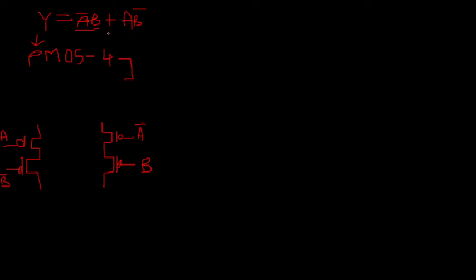Now together there is a plus sign in between. Plus means or means parallel. That means we have to connect these two in parallel, and you know that the pull up network is connected to VDD. So at the top we will connect VDD, and here we will have the output. So this is how you will implement the pull up network.